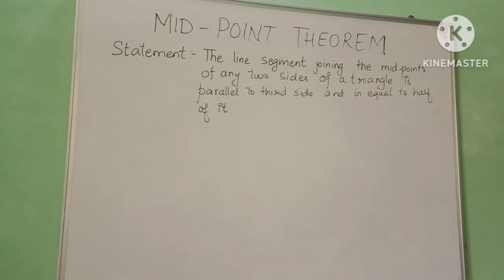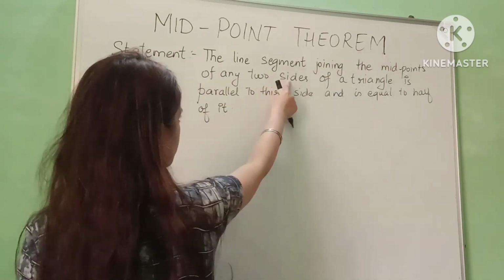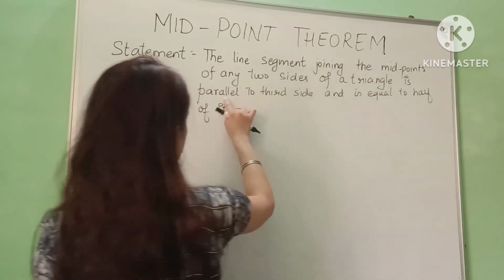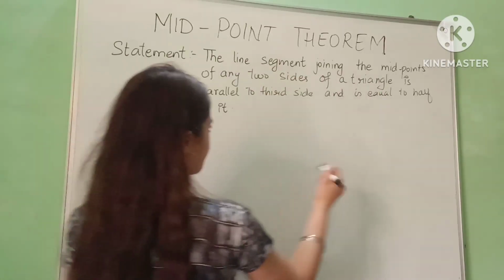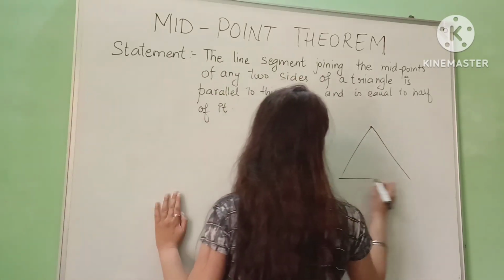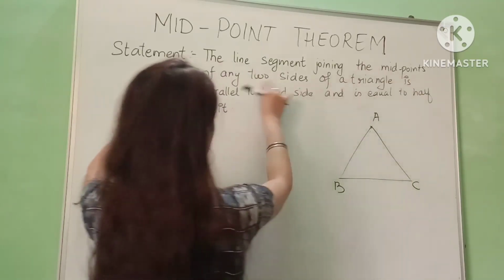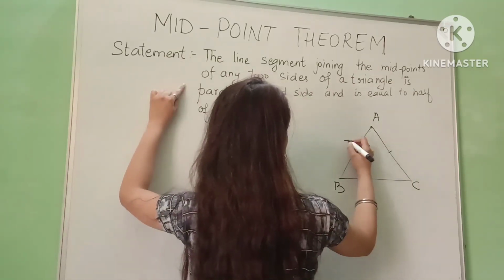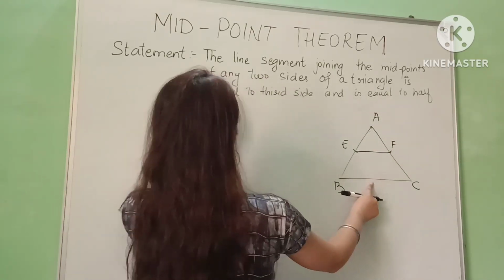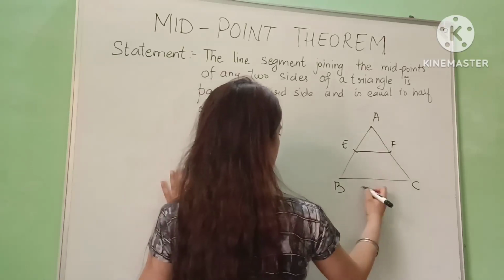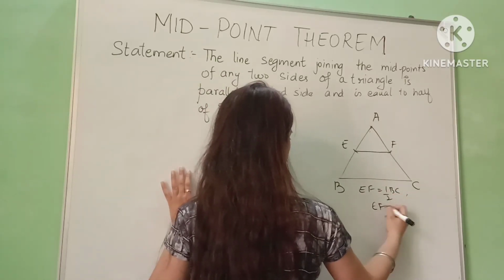Now let's start with the proof. Let's make the figure. First of all, we have a line segment joining the midpoints of two sides of a triangle, parallel to the third side. So I'll make a triangle ABC, namely A, B and C. I will take the two midpoints of two sides, let them be E and F, and I join EF. This should be parallel to BC and should be equal to half of BC. That means EF is half of BC.